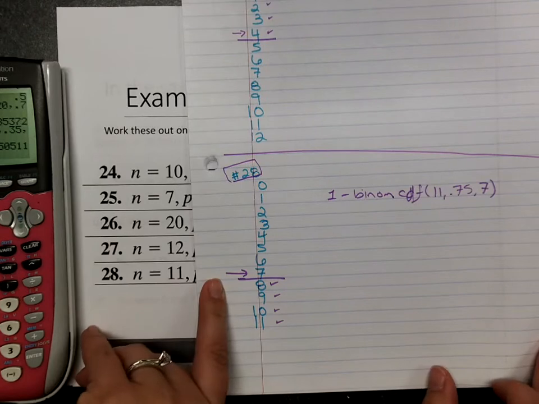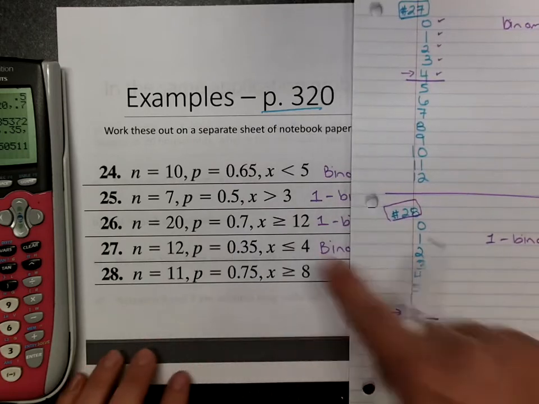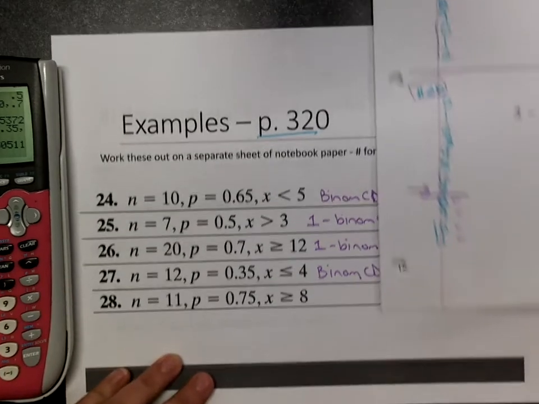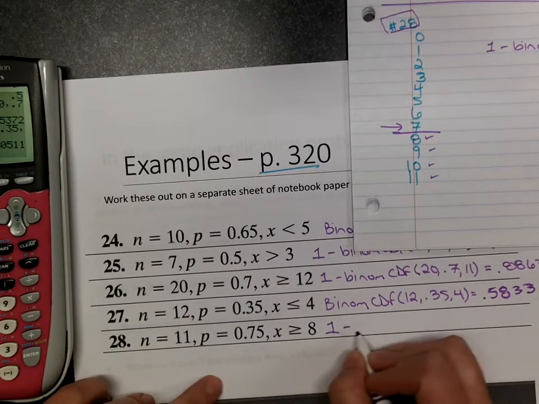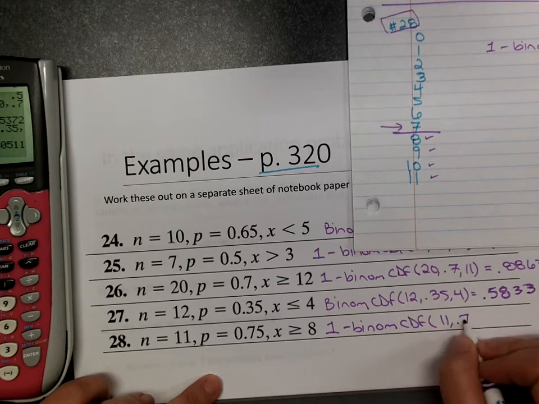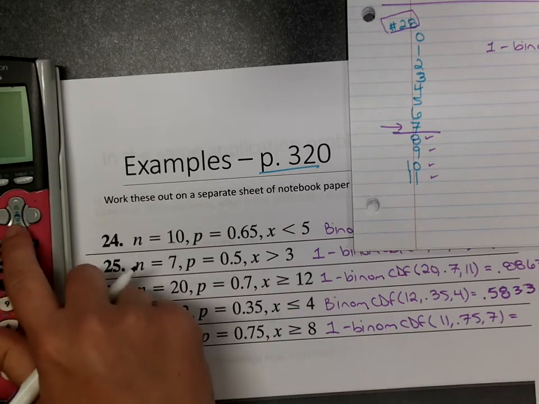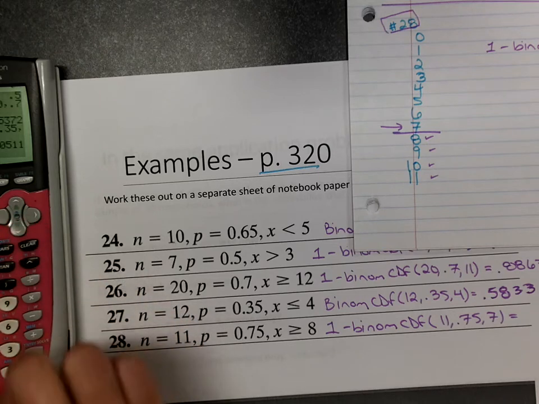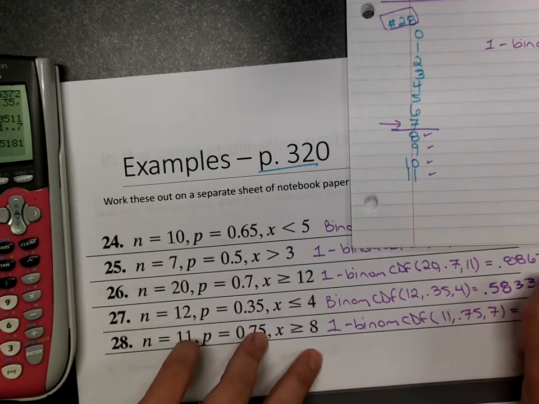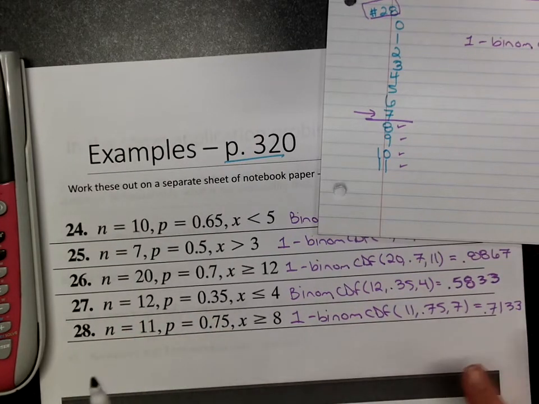Hopefully this is starting to make sense and be consistent. Again, some students try to make up rules for less than or equal to. It just becomes a mess. They try it every semester and it never works. So we're going to do 1 minus binomial CDF, 11, .75 and 7. Type in 1 minus first and then call second bars, 11, .75 and 7. 0.7133. I always do 4 decimal places.